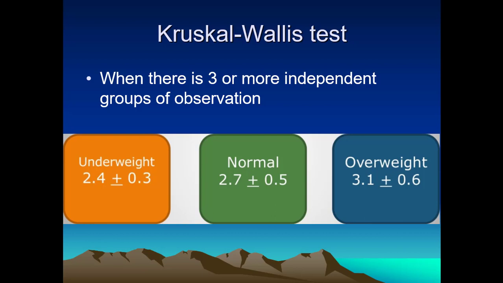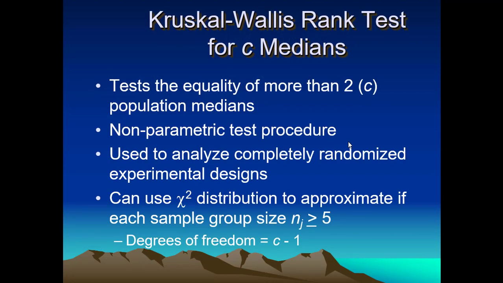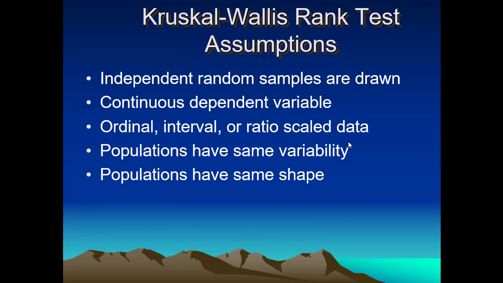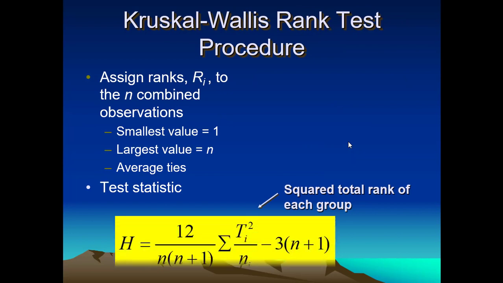Okay. Next one is the Kruskal Wallis test. For the Kruskal Wallis test, you've got 3 or more groups. Then you are going to do the Kruskal Wallis rank test. The assumptions are the same as the Wilcoxon rank sum test. The data must be independent. Outcome must be continuous. The data could be ordinal, interval, or ratio scale data. So let's look at the Kruskal Wallis.